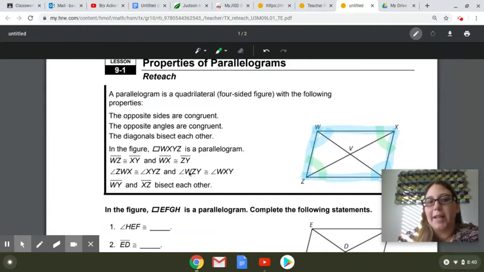We also know that the diagonals are going to bisect each other. So this diagonal right here, the ZX, is going to bisect the other diagonal, meaning that where it intersects right here is the midpoint. So it's cutting it in half. So this WV is going to equal this YV. Okay, and vice versa. The other diagonal also cuts it. And so we know that ZV and XV are going to be the same measurement as well. So this point V right here is an actual midpoint of both of the diagonals. So the diagonals bisect each other.